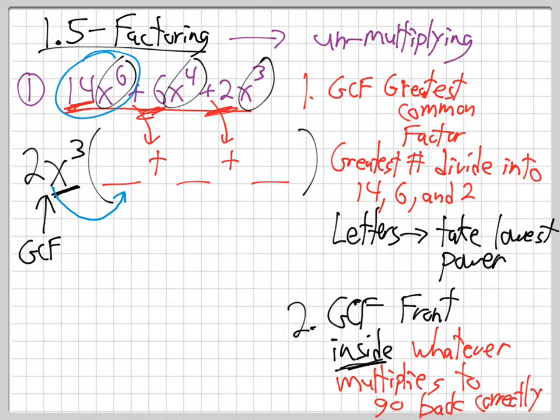Because remember, we're unmultiplying. That's what factoring is. We're figuring out what would multiply and go back. What was it before it was multiplied? What would multiply and go back correctly? Remember how it works? Out front numbers multiply, powers add. So 2 times 7, and powers add, so what power do I need? 3. And that'll go back correctly.